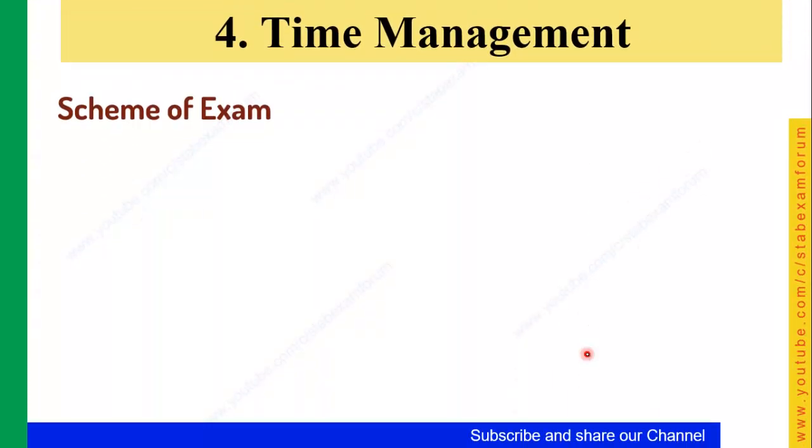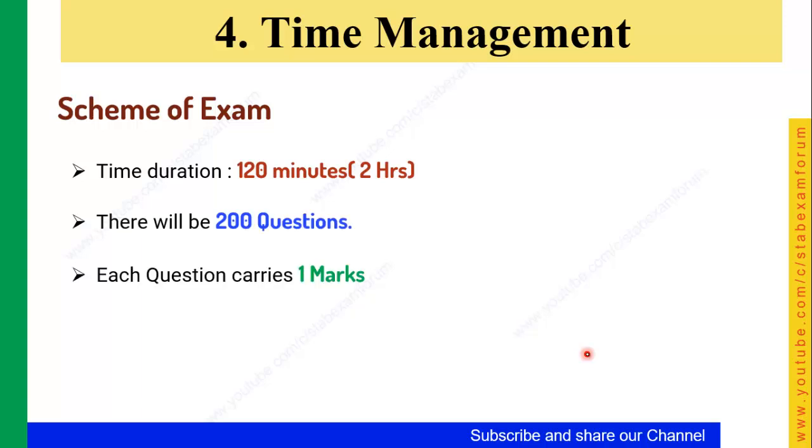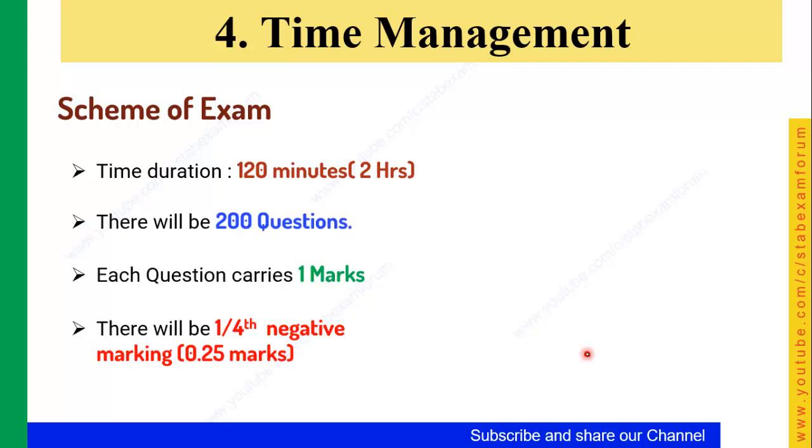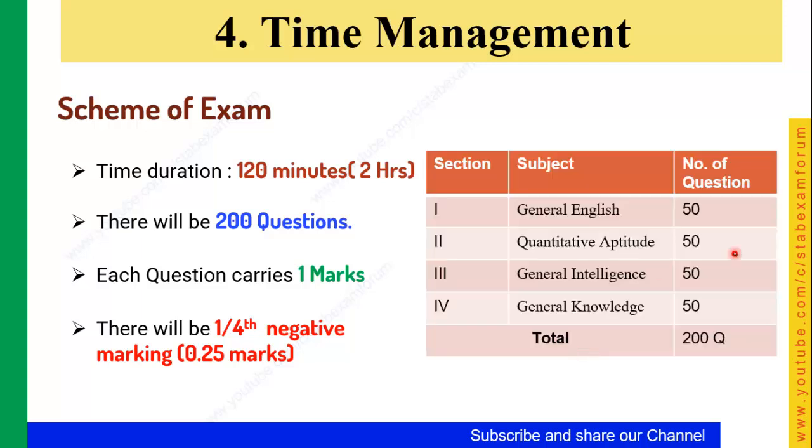Then time management. A lot of students ask me in the comments to give my suggestion on time management. As you know, this is the scheme I have already told you many times. Time duration is 2 hours, questions will be 200, each question carries 1 mark, and there will be 1/4 negative marking, that is 0.25. So you have 200 questions and you have to attempt them in 2 hours. So at least half an hour you need to give to each section.